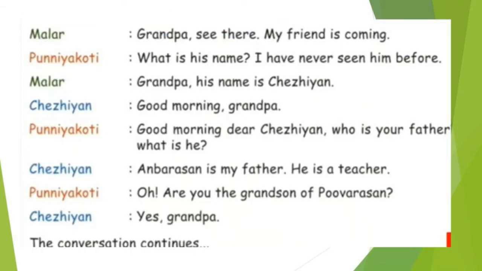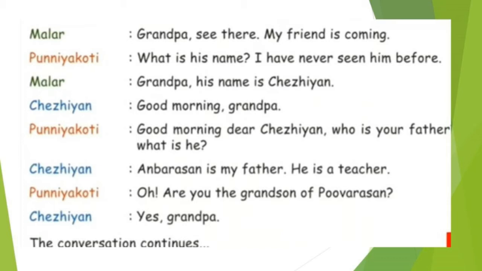Let's see the conversation between Malar, Cherian and Punyakoti. Malar said, "Grandpa, see there, my friend is coming." Punyakoti replied, "What is his name? I have never seen him before." Malar told Grandpa, "His name is Cherian." Cherian came there and wished Grandpa by saying, "Good morning."